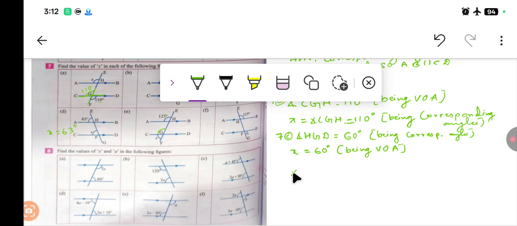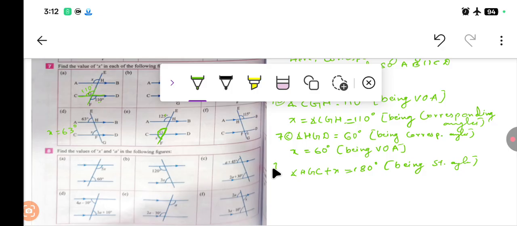So angle HGC plus X, if you add them, this is in a straight line. This is HGC angle and this is X. If I add the two, a straight line is formed. Straight line means 180 degree. So that will be equal to 180 degree. Being a straight line or a straight angle, you can write it.